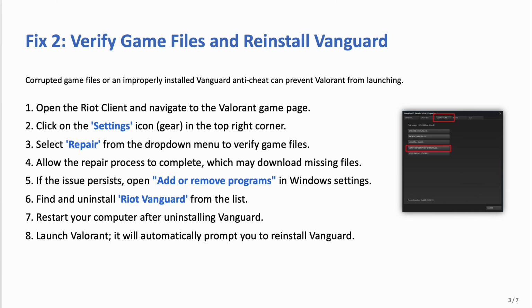Then verify game files and reinstall Vanguard. Corrupted game files or an improperly installed Vanguard anti-cheat can prevent Valorant from launching. Open the Riot client and navigate to the Valorant game page and click on the settings gear icon in the top right corner. Select the option of repair from the drop down menu to verify game files. Allow the repair process to complete, which may download the missing files.